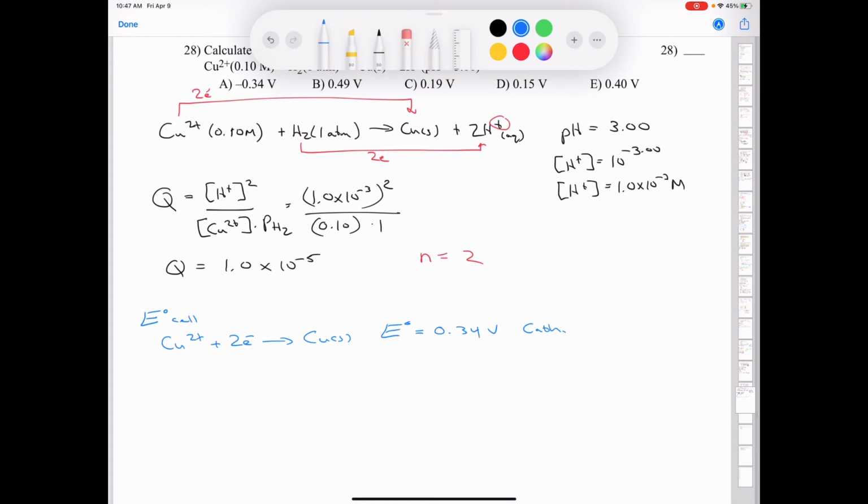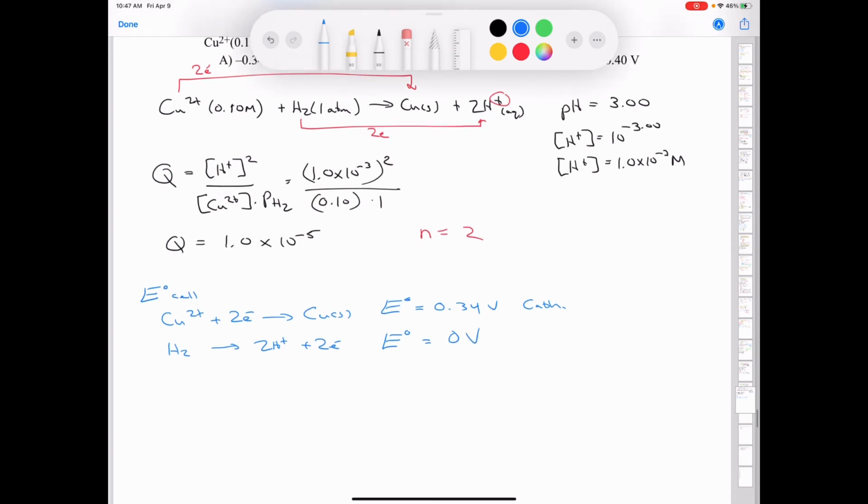The hydrogen is undergoing oxidation. So H2 gets oxidized to 2H plus plus 2 electrons. That's the standard hydrogen electrode, so its standard reduction potential is 0. I know I have it written as oxidation, but it wouldn't matter which way you wrote it. It's still 0 volts. 0 volts is 0 either way.